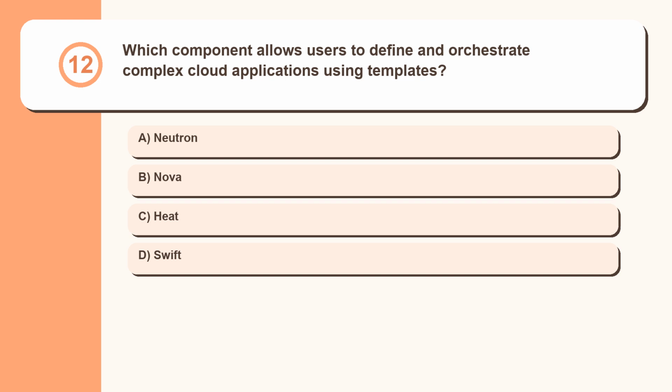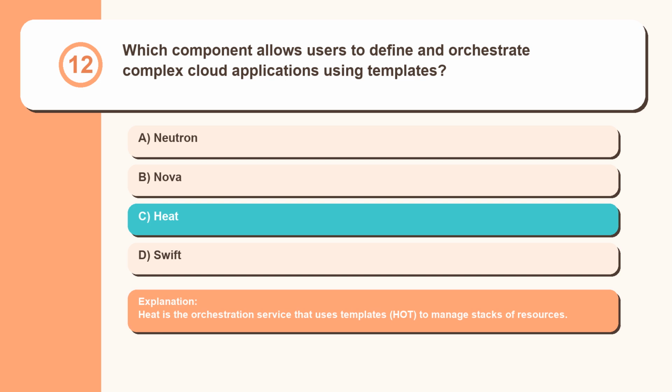Question 12. Which component allows users to define and orchestrate complex cloud applications using templates? Neutron, Nova, Heat, Swift. Heat is the orchestration service that uses templates, HOT, to manage stacks of resources.